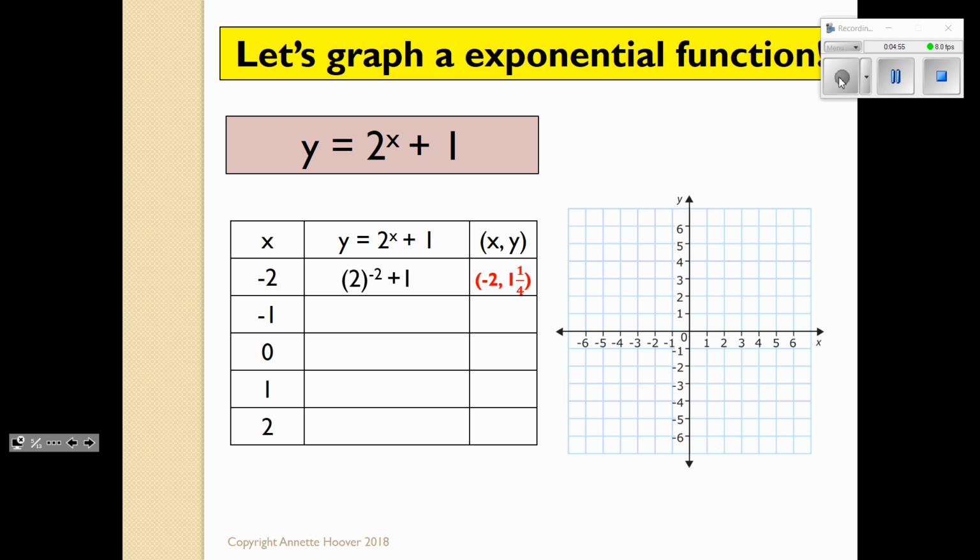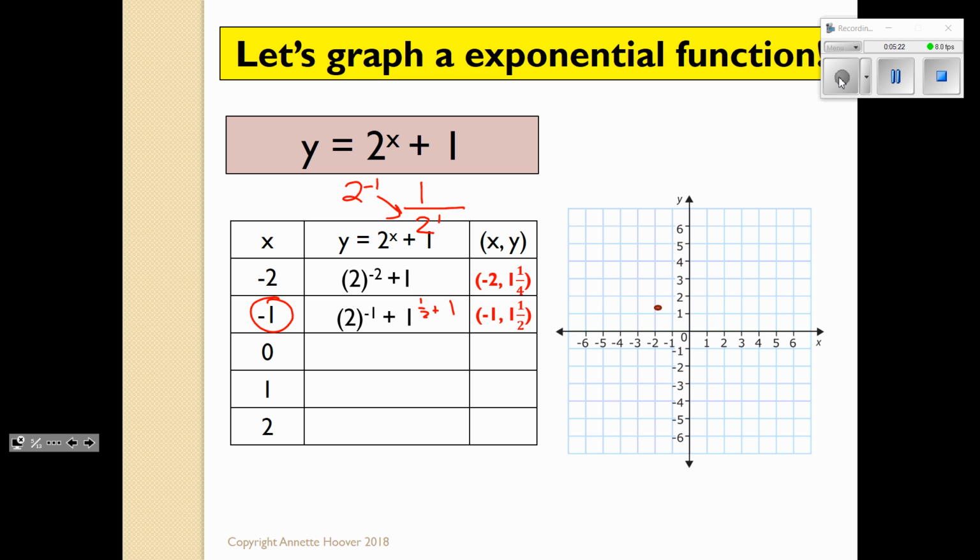If we plug in -1, again we have, oh, there it is on the graph. We have a negative exponent, so since we have 2 to the negative first power in the numerator, we have to move it downstairs to get rid of the negative exponent. So that's just going to be 1/2, and 1/2 plus 1 is 1 and 1/2. So our new ordered pair is -1, 1 and 1/2.